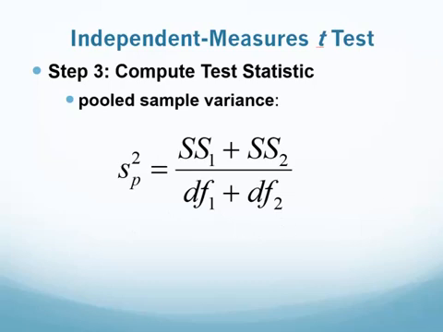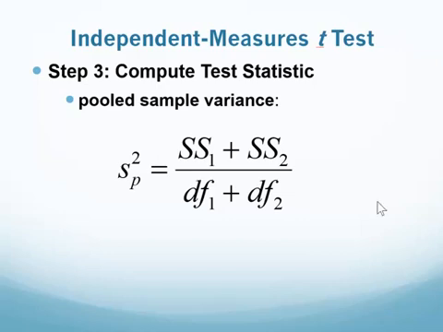Because we're working with two samples, we need to incorporate the variance of both of our samples into our standard error measure. The way we do this is by calculating what we call the pooled sample variance. We take the sum of squares of sample 1 plus the sum of squares of sample 2, and divide that by the degrees of freedom for sample 1 plus the degrees of freedom for sample 2. Note that this denominator is the same degrees of freedom value you would have found in step 2 when you were looking up the t-critical value in your table.